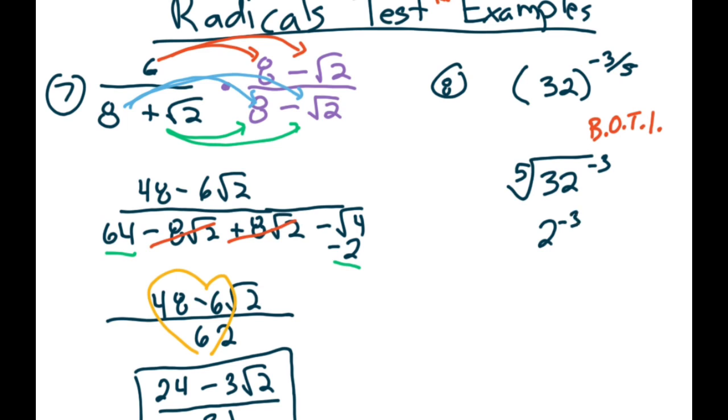The negative exponent means it goes on the denominator. So this is 1 over 2 cubed. And this is 2 to the 3rd power, not 2 times 3. So this is 1 over 8.